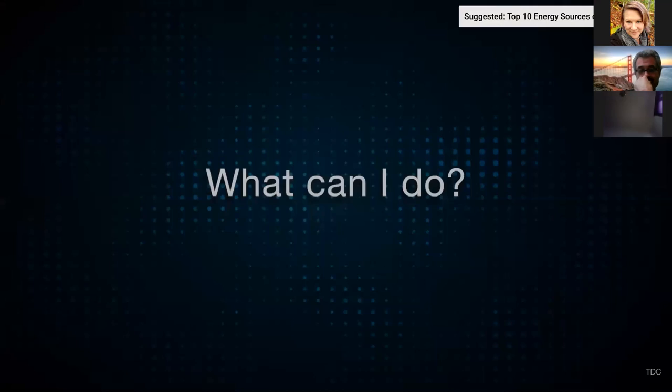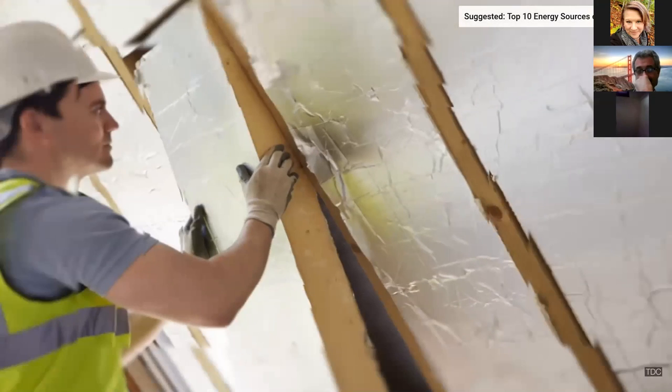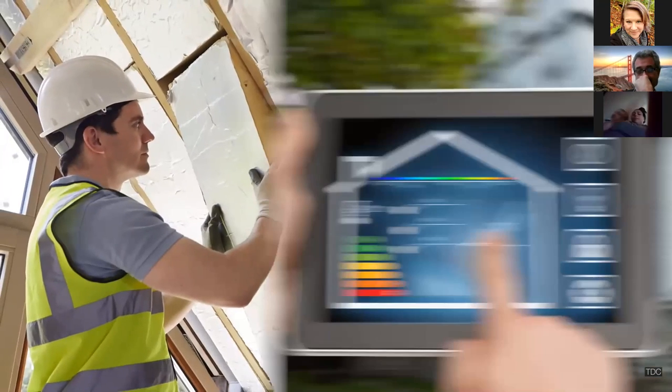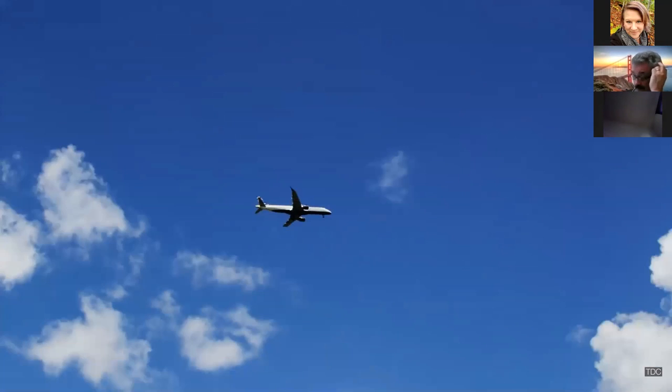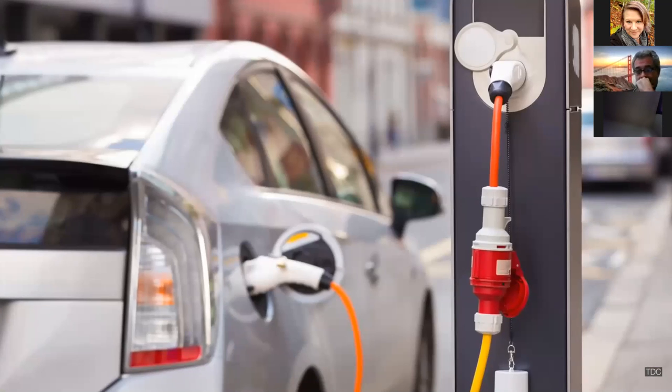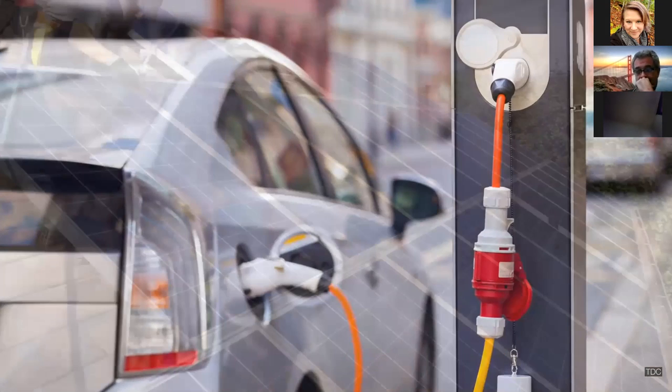You can reduce your carbon footprint by doing things like plugging leaks in your home insulation, installing a smart thermostat, taking public transit, taking less airplane trips, buying an electric car, and putting solar panels on your roof. A big one is eating less meat.